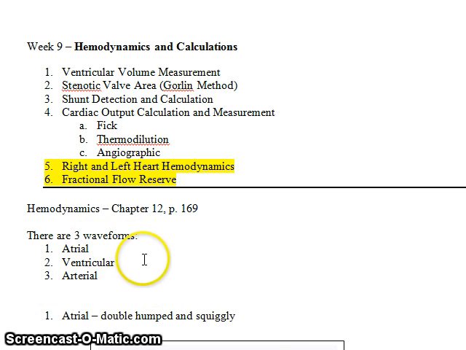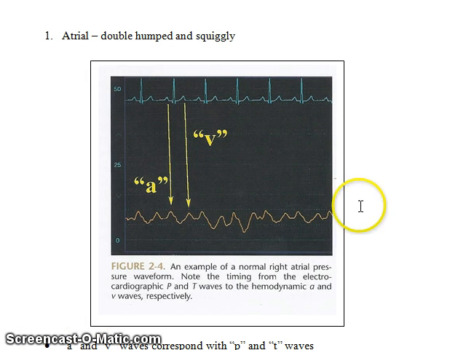What you need to know is that there are three waveforms that you need to be able to recognize. They are the atrial waveform, the ventricular waveform, and the arterial waveform. So we're going to start with the atrial waveform, and remember the atrial waveform could be the right or left atrium. This example just happens to be the right atrium. And in order to tell the difference between the right and left atrium, you have to have a scale. That's the only way you can tell the difference. Other than that, they look the same.